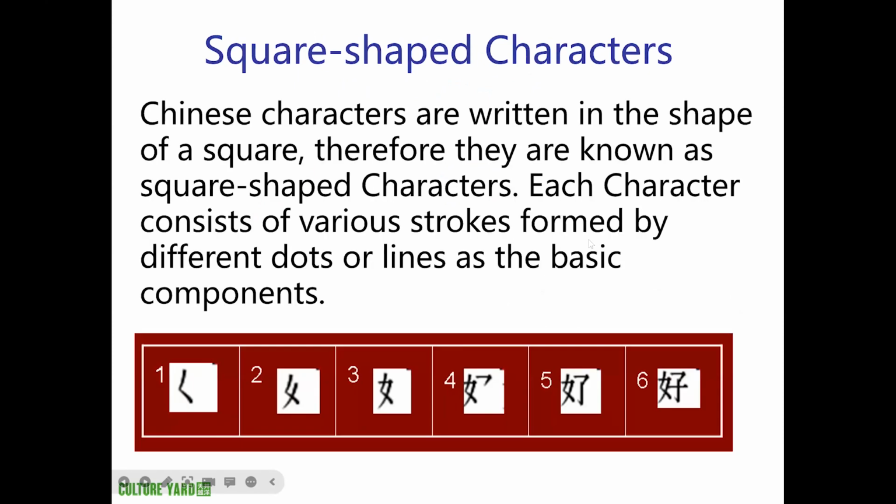Chinese characters, we also call them square-shaped characters. When we write Chinese characters, they are written in a square shape. So maybe you have heard square-shaped characters. Each character consists of different strokes formed by different dots or lines as basic components. Here, I show you a character, how to write a character. This is 1 stroke, and the 2nd, 3rd, the 4th, and the 5th, and the 6th. So this shows you the strokes step by step.